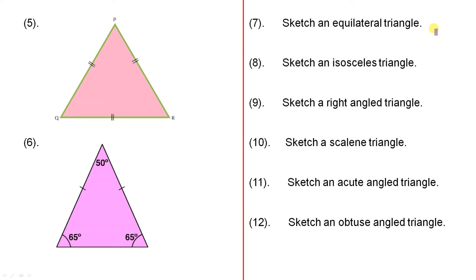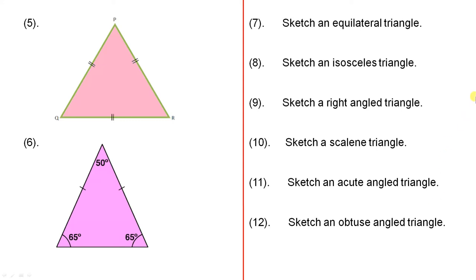Now we have to do some sketching here for the last few. So firstly we have to sketch an equilateral triangle, sketch an isosceles triangle, sketch a right angle triangle, sketch a scalene triangle, sketch an acute angle triangle, and sketch an obtuse angled triangle.